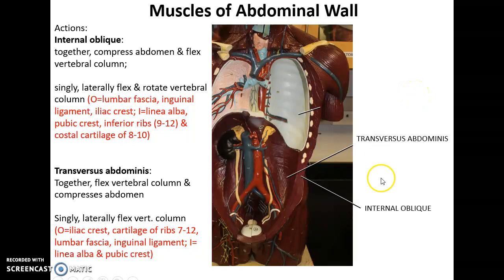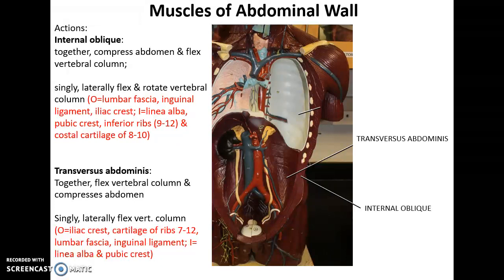All right, we have the internal oblique. It is deep to the external oblique. It's on the lateral sides. It compresses the abdomen as well as flexes the vertebral column. Or singly, it can help to laterally flex and rotate the vertebral column. Origin, lumbar fascia, inguinal ligament, iliac crest. Insertions, the linea alba, the pubic crest and inferior ribs 9 through 12, and costal cartilage of ribs 8 through 12.